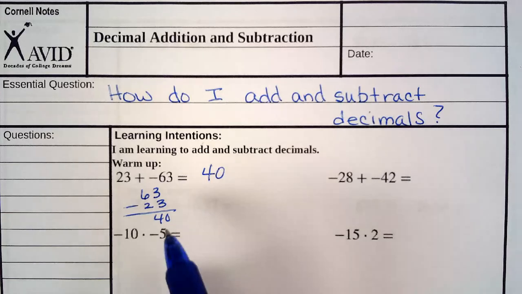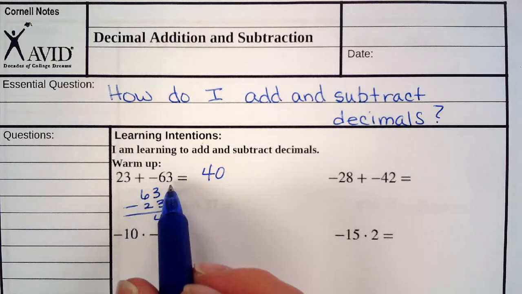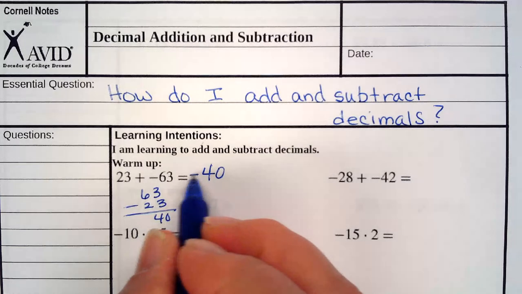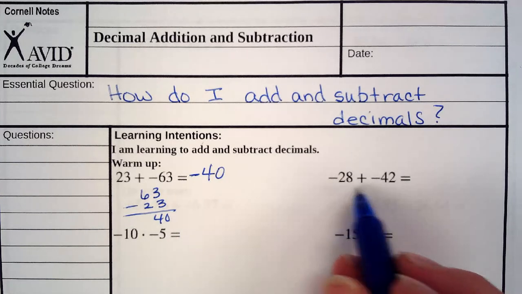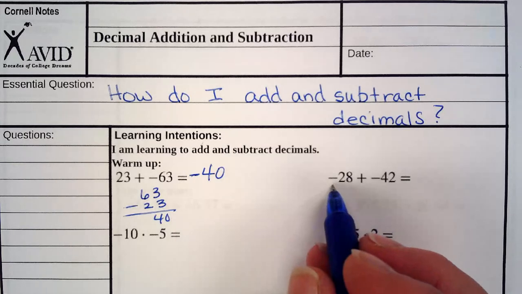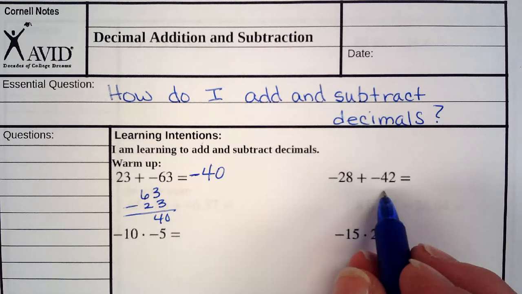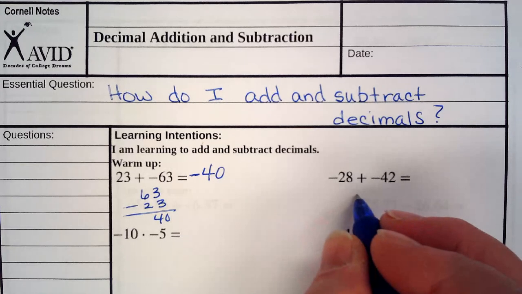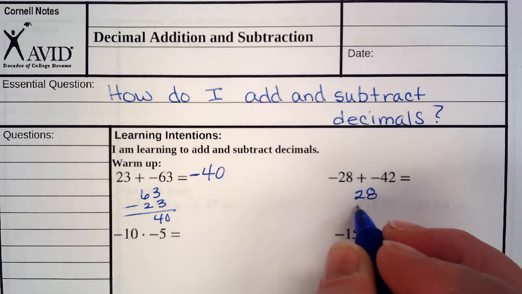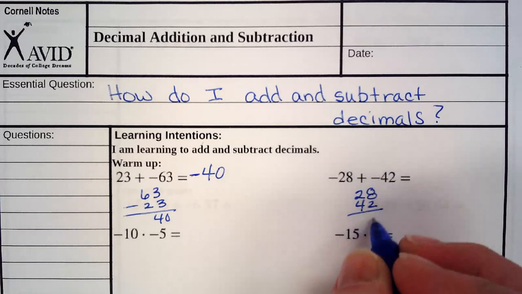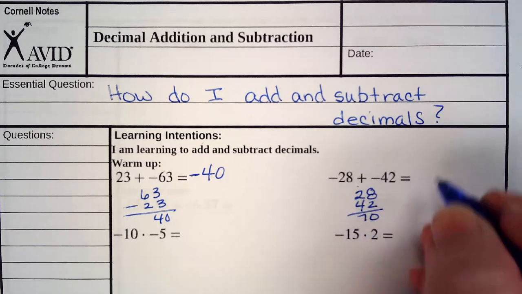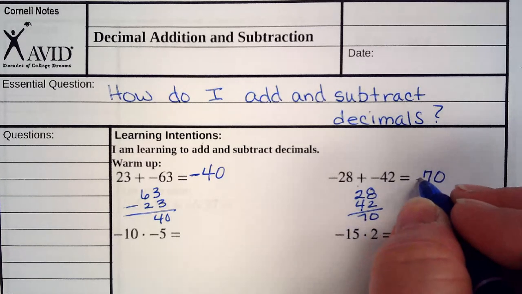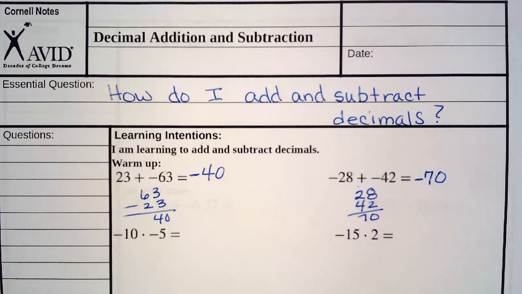Okay, now I also have to think which one is bigger, 23 or 63. 63 is bigger, 63 is negative, so 40 becomes negative. Next, negative 28 plus negative 42. They're both negatives, so I combine them with addition. 8 plus 2 is 10, carry the 1. 6 plus 1 is 7. This is 70. Remember, it has to remain negative because everything's negative.